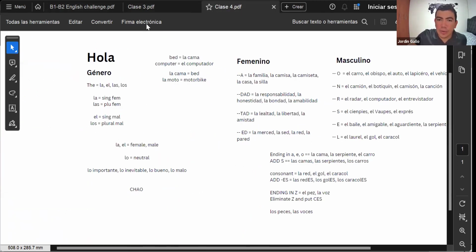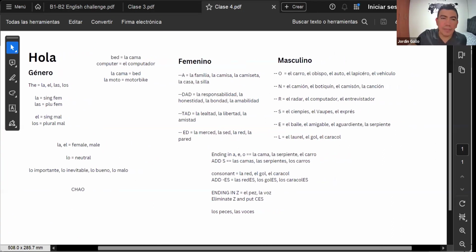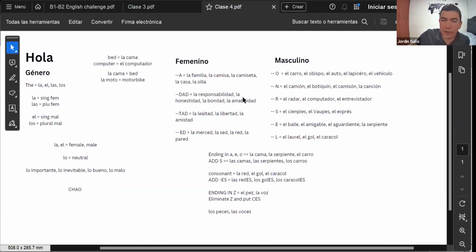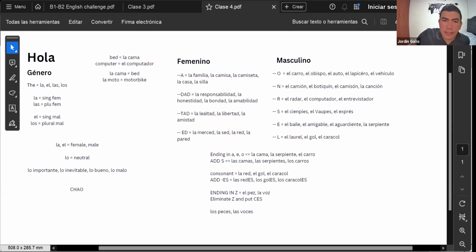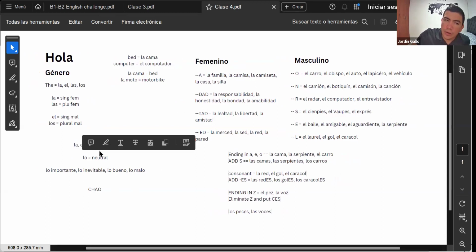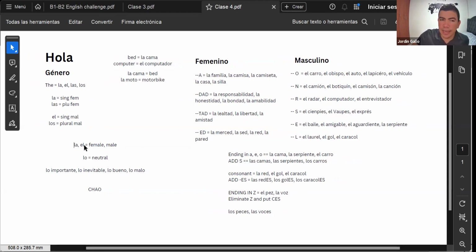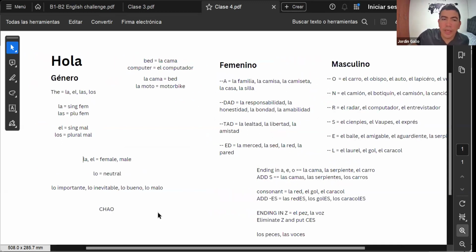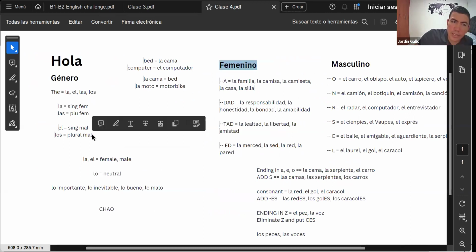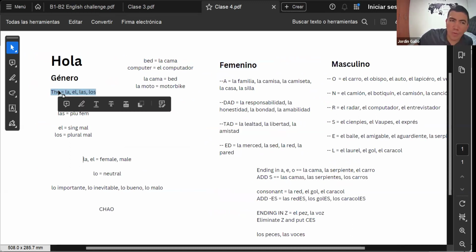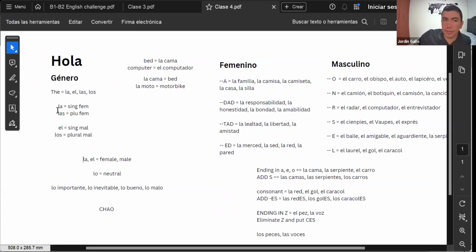And in our class number 4, we have the plural of words and the gender. This is also the article. So we have la, which is going to be a female article, and el would be the male article. Lo is going to be the neutral article. But there is something important: in English, you just have one definite article. We have 4. La, singular for female, las, plural for female, el, singular for male, and los, plural for male.